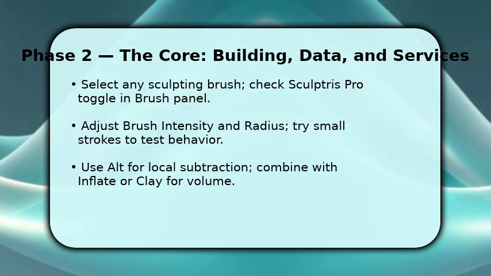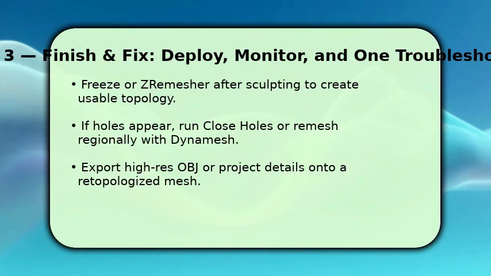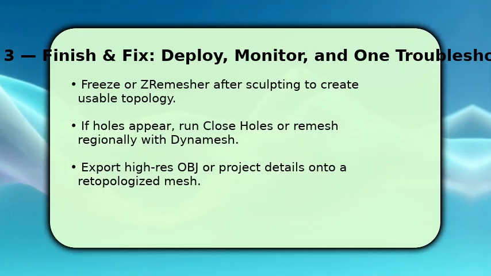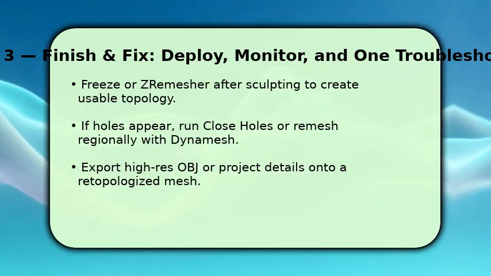model. Once your Sculptris Pro sculpt is complete, either freeze details or use ZRemesher to produce clean topology for animation and UVs. Project high-frequency detail back onto the retopologized mesh so nothing is lost.